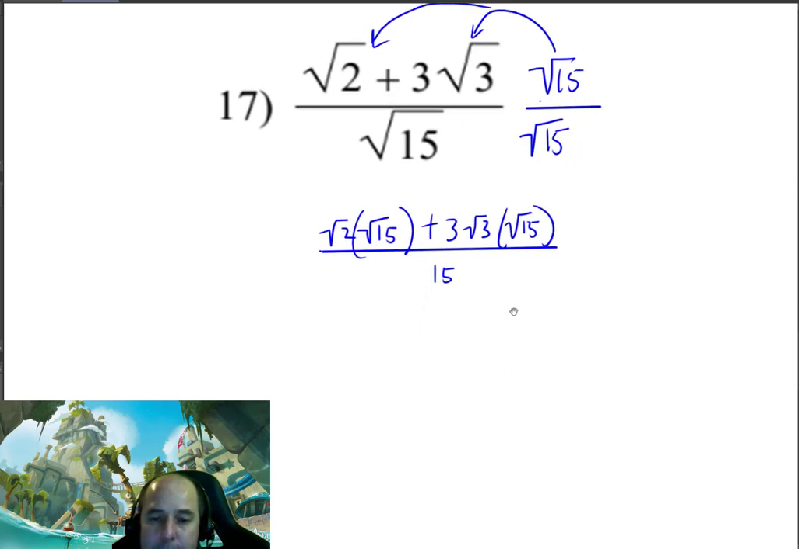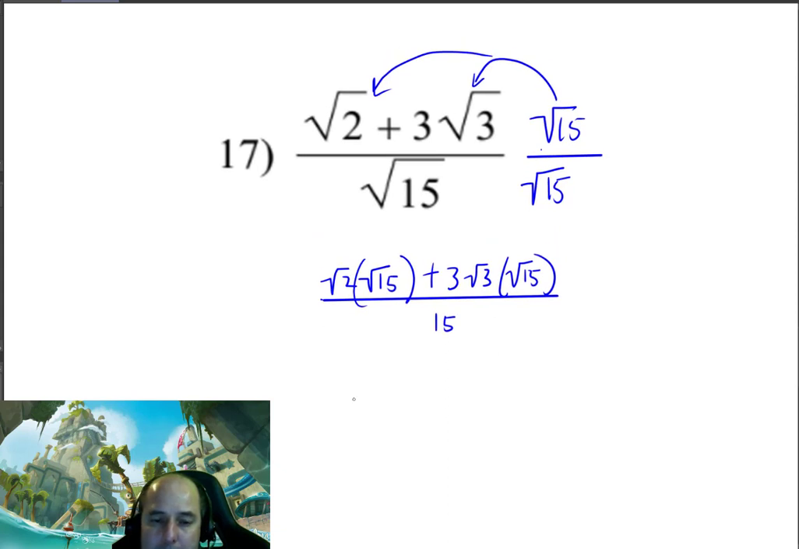So now it's super duper cool. We can actually multiply these together. I end up with the square root of 30, this is 30 by the way, sorry, plus, what's that? 3 square roots of 45. If you're wondering where I got the 45, it was the square root of 3 times the square root of 15, right? Which is equal to the square root of 45.